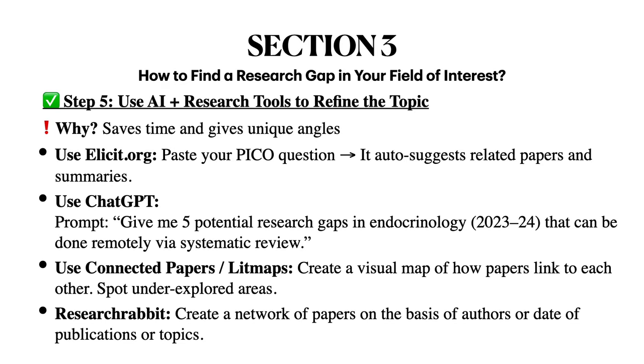And you can use Connected Papers or LitMaps, to create a visual map of how papers link to each other, and spot underexplored areas. The other option besides Connected Papers is Research Rabbit. I personally use Research Rabbit. It is very helpful to me to create a network of papers on the basis of authors or date of publications or topics. This is very much important and reliable.